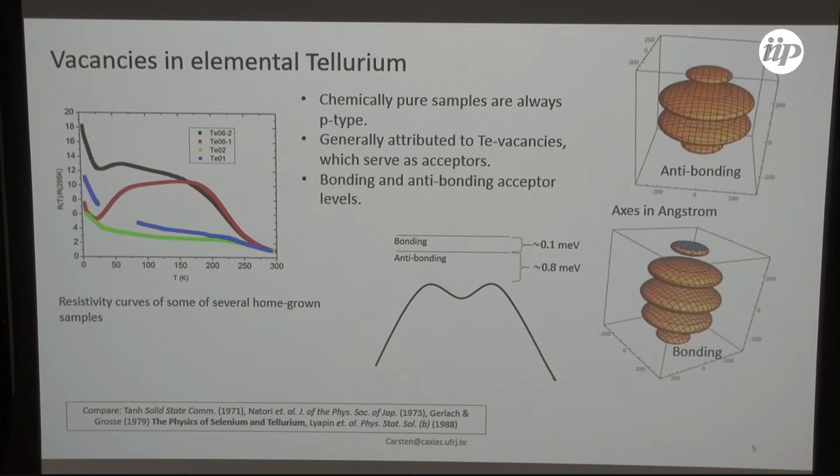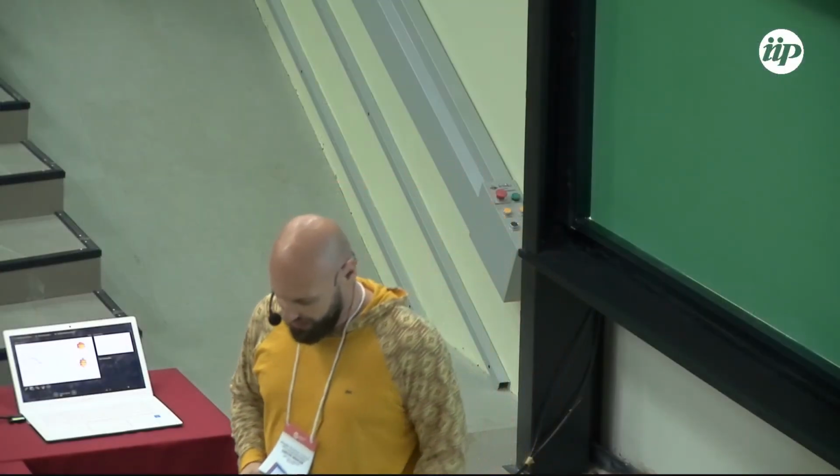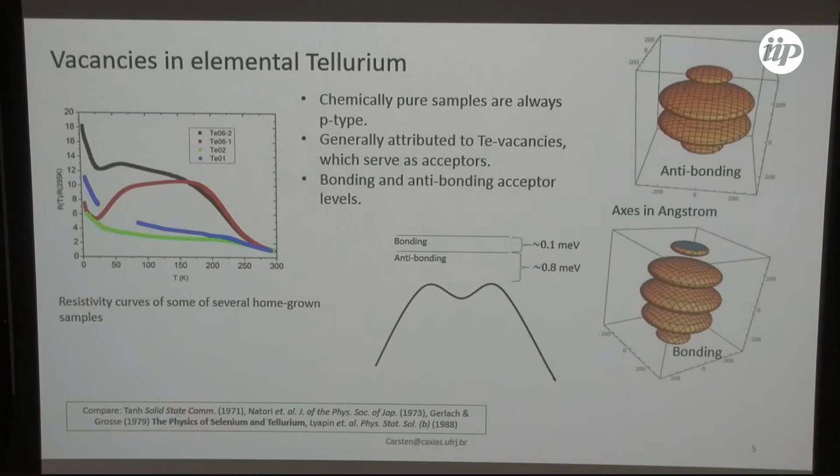As I said, due to this camelback structure, you create these two acceptor levels, and they are called bonding and anti-bonding level. That is a bit of a confusing name because the vacancies, of course, don't bond to anything, but it's based on the fact that one of the two levels has the probability density maximum around the position of the vacancy, and the other one has a minimum at the same position.